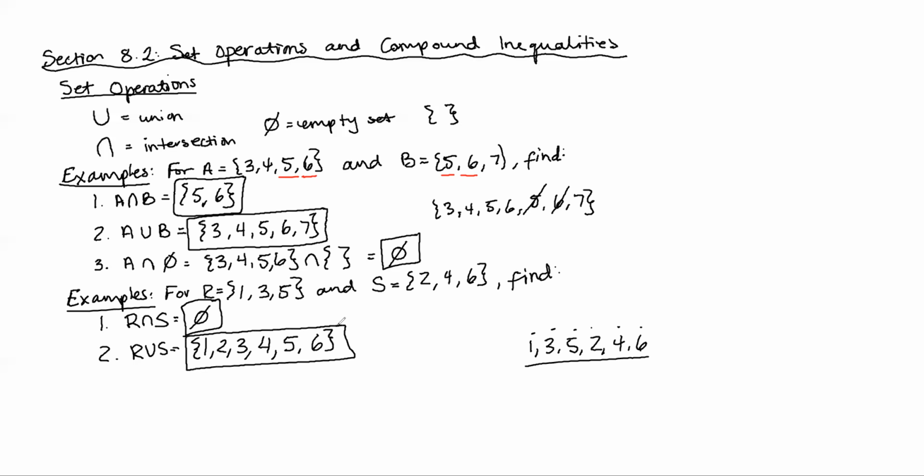All right, so now we're going to take a look at compound inequalities, which is going to take what we just learned right here, thinking of the intersection as the overlap and the union as everything that's included from the least to the greatest. Let's take a look at compound inequalities with the word and before.